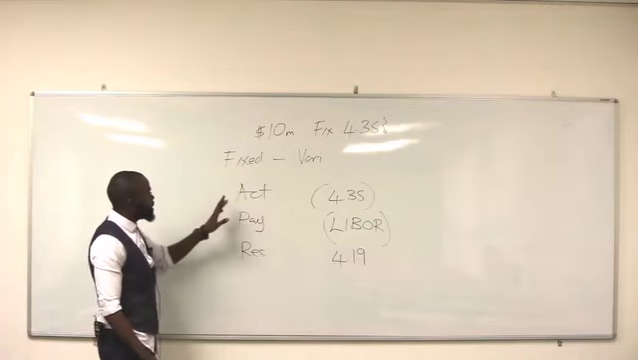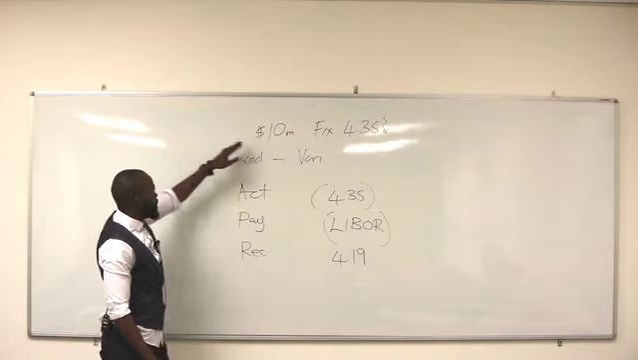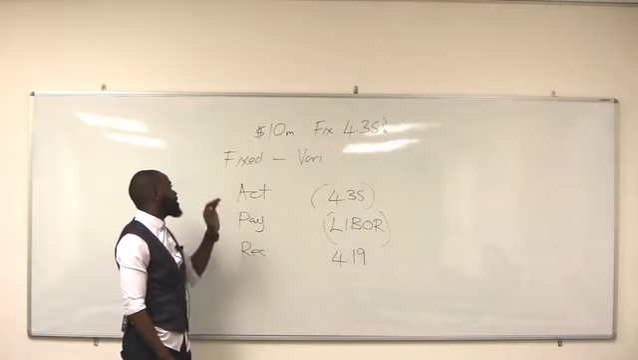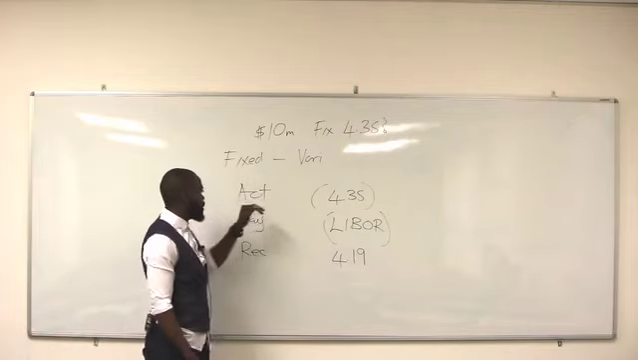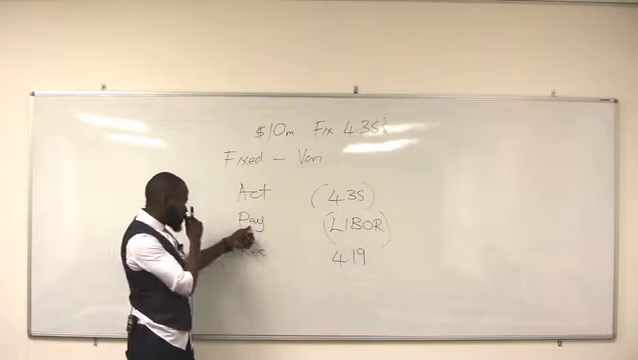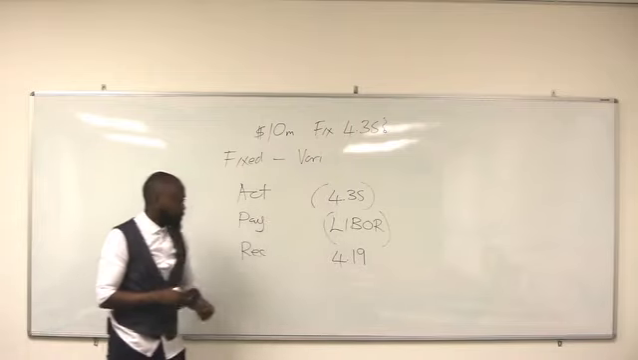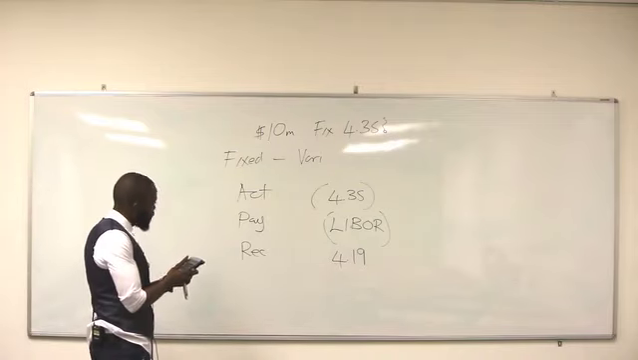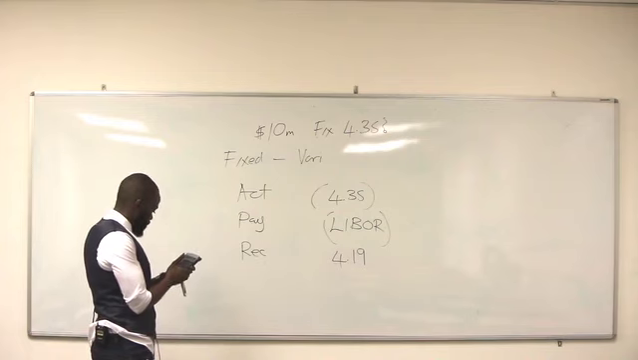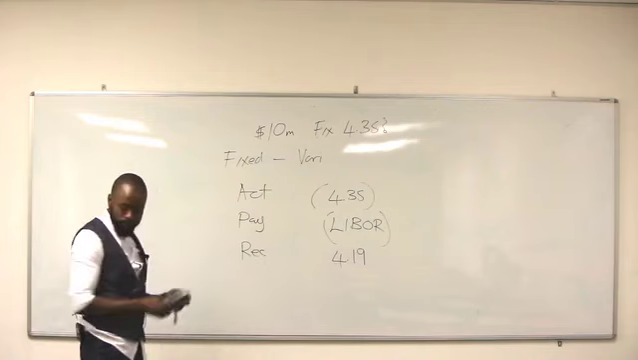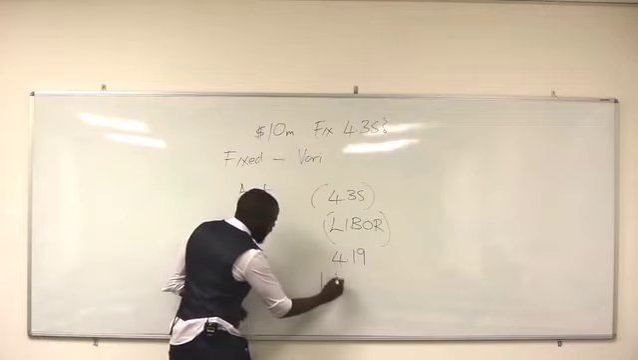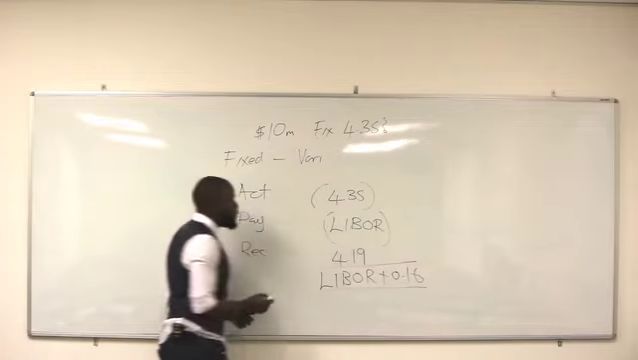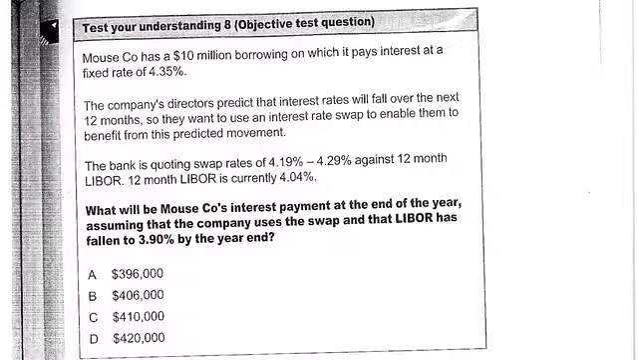So here, just to repeat, Mouse company entered into a 10 million loan, and they were paying a fixed rate. But now they anticipate that the interest rates are going to fall, so they wanted to move from fixed to variable. The actual payment was 4.35. Payment to the bank is LIBOR. They receive 4.19. So in the end, we have negative 4.35 plus 4.19, and they pay LIBOR plus 0.16, which is LIBOR plus 16 basis points.